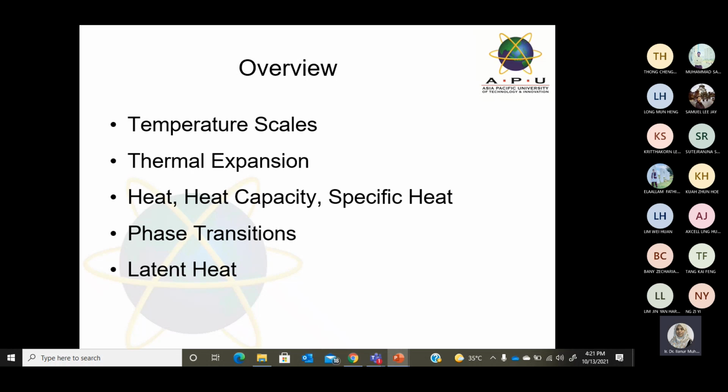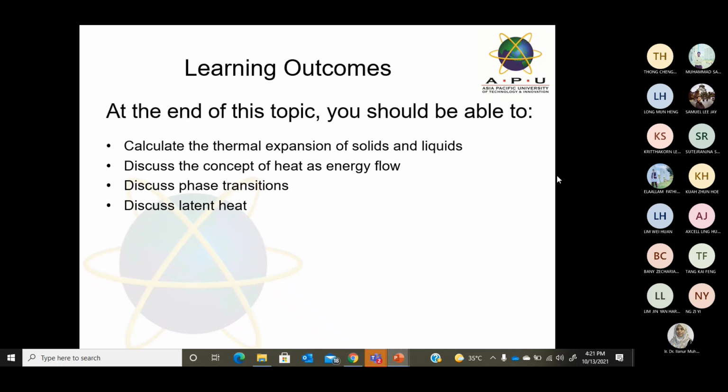temperature, how high is the boiling, and then how high is the maximum temperature for certain materials. Okay. And then specific heat. So, learning outcome of this topic.